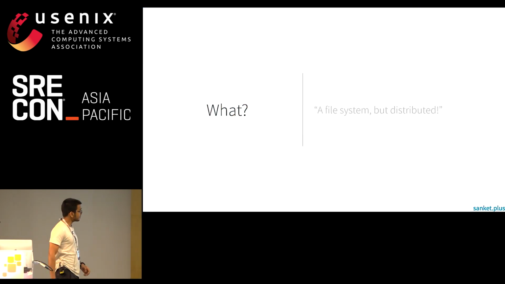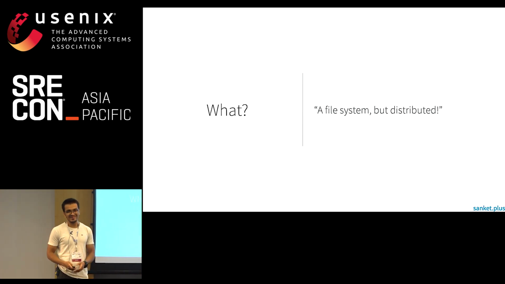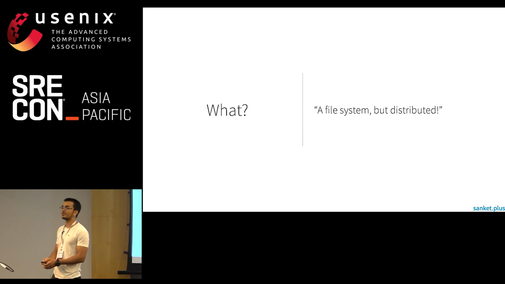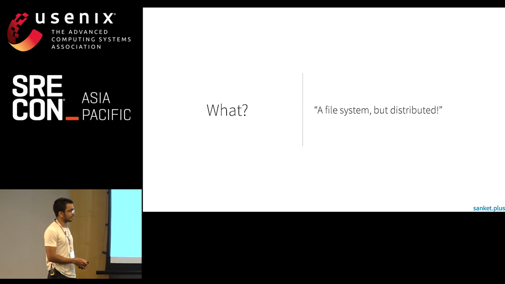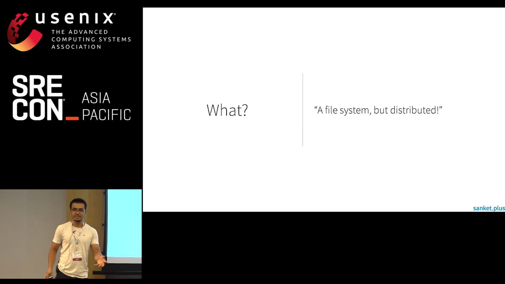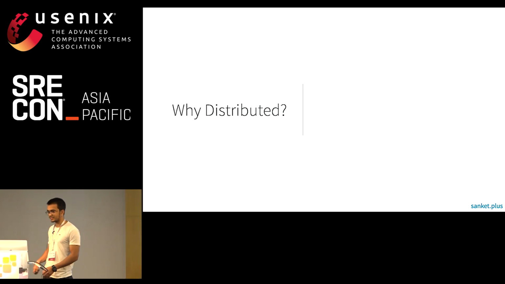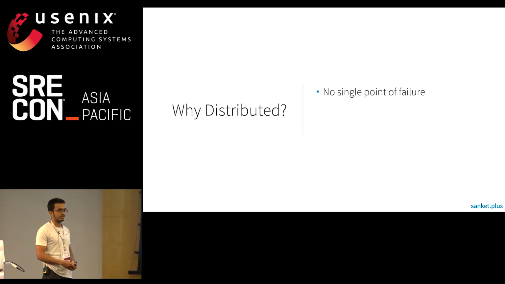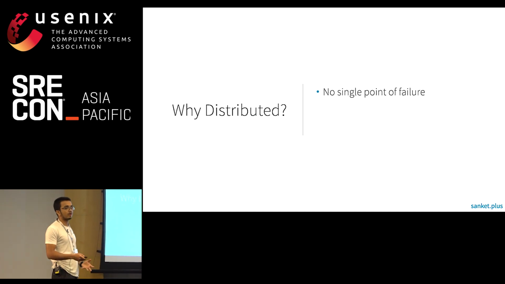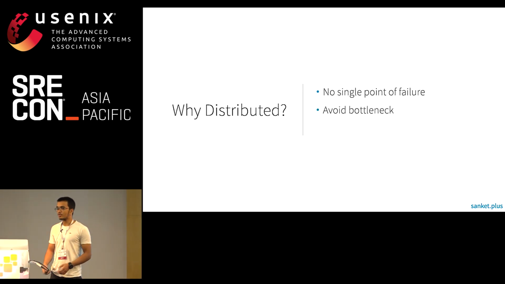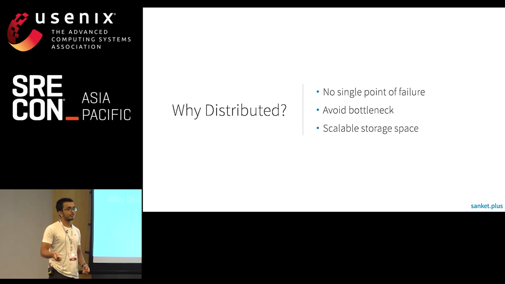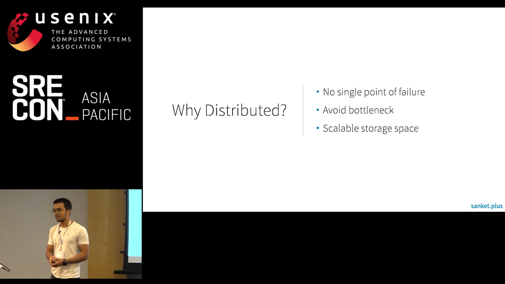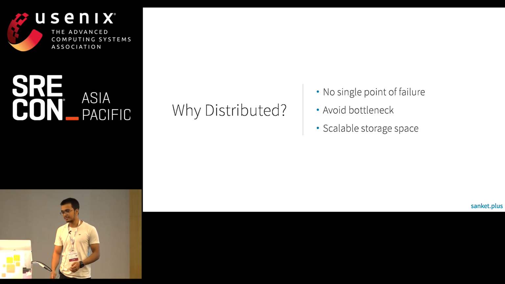Now, what is it? A file system but distributed. Now, you may ask, distributed, but distributed across what? Across disks, across hosts, across data centers, across geographies. In this case, it will be distributed across a network of hosts. We'll see how it looks. But why go distributed? Of course, we want to avoid single point of failure. So if a host or a disk goes down, your file system, your data should still be available. You should still be able to access it. You want to avoid bottleneck problems. And of course, you also want to scale your storage space. Because data size is ever increasing, you don't want to be bound by your storage space.